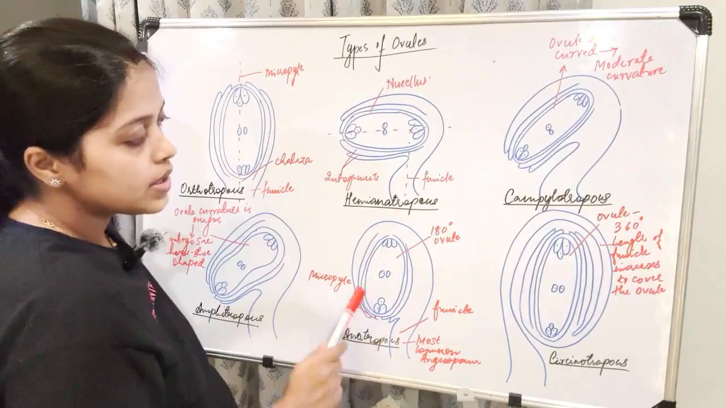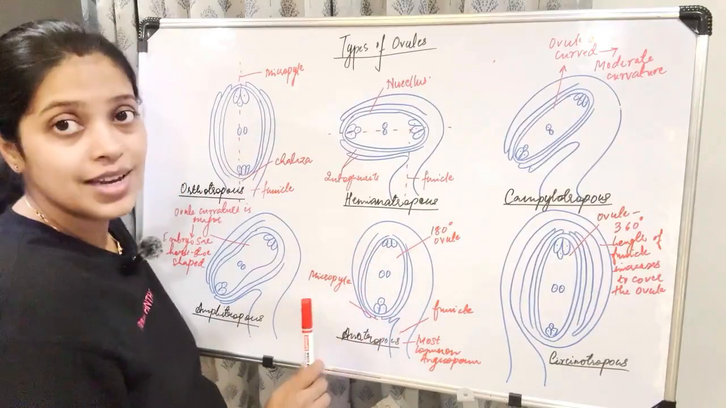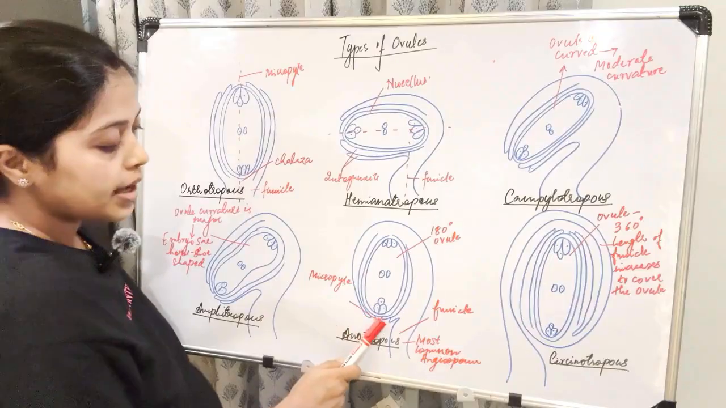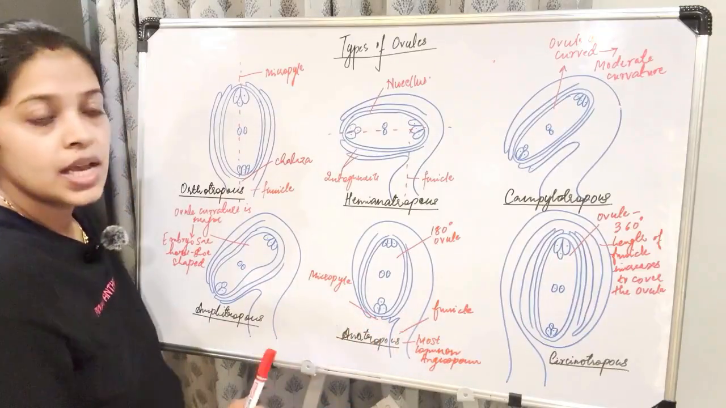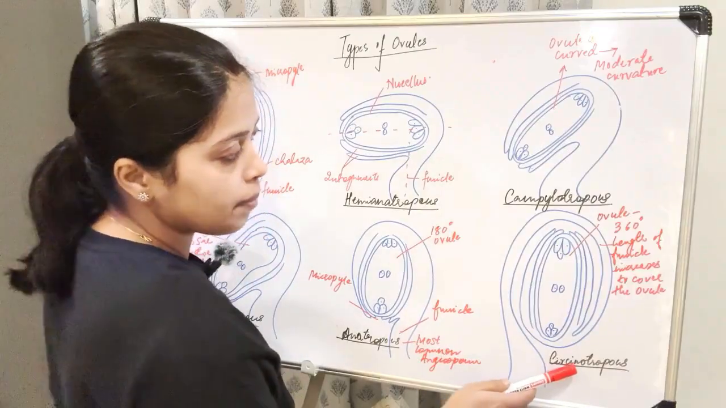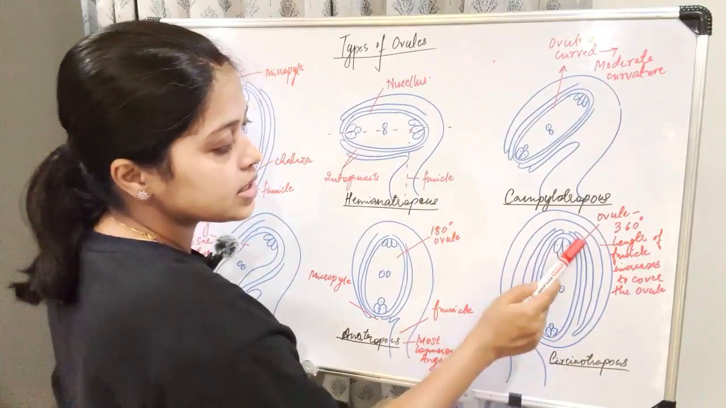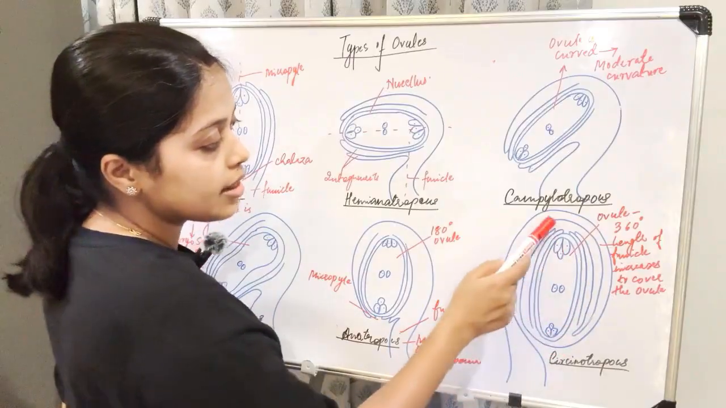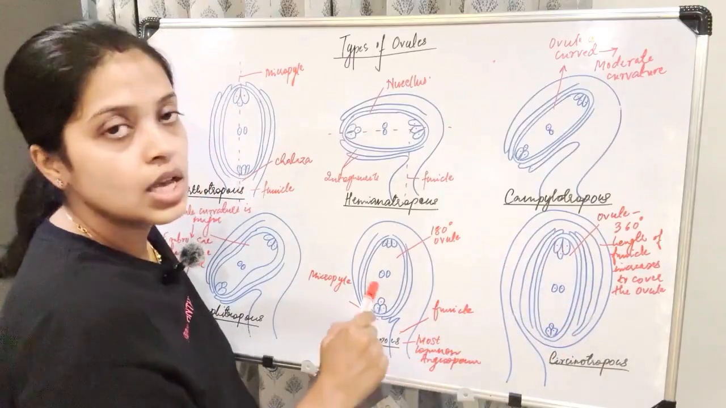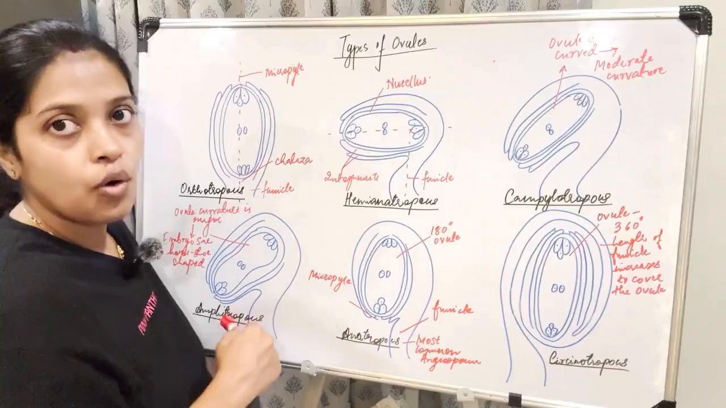Anatropous, the most common one found in the angiosperm. Here the ovule takes a turn of 180 degrees so that the micropyle comes in close proximity with the funicle. Then we have the cercinotropous, where the ovule takes a turn of 360 degrees, and because of that the length of funicle increases to cover the entire ovule.